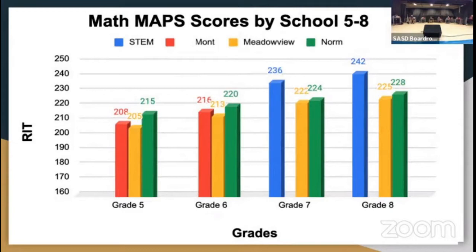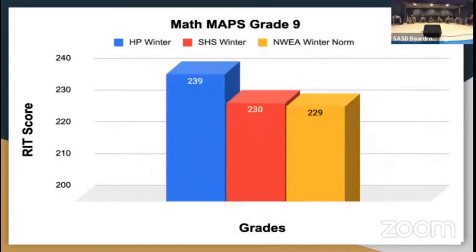Grades 5 through 8, again, I don't know where STEM's 6th grade went, but anyway, STEM did exceed for 6th, 7th, and 8th. And then grade 9, we have High Point. Again, they only have 9 students in that data. And then the high school did exceed that norm goal also.